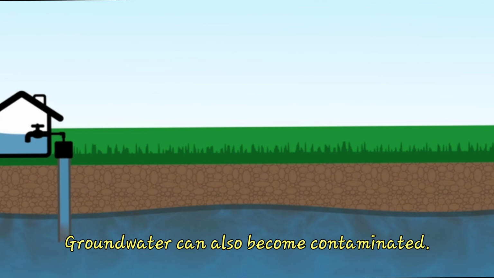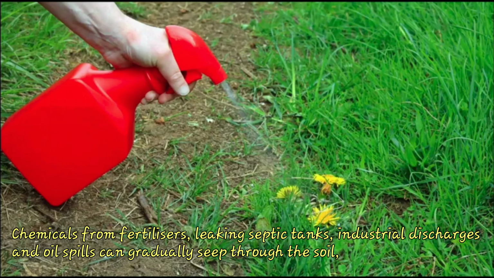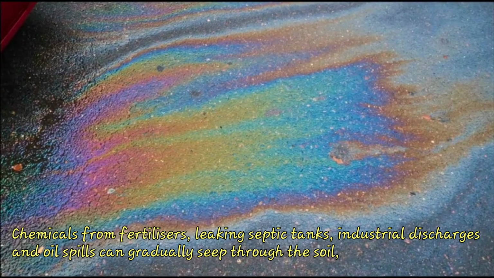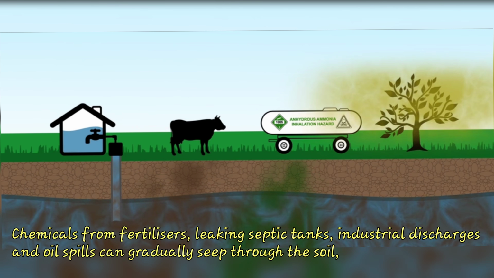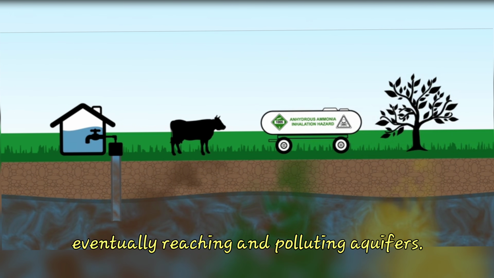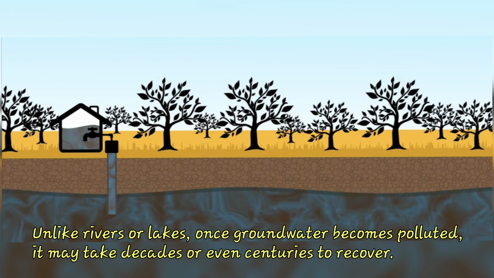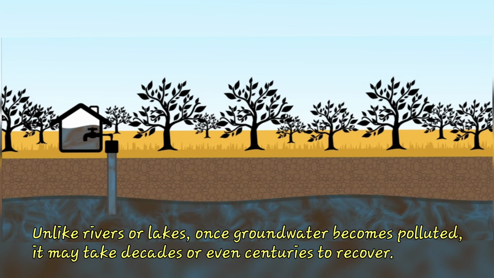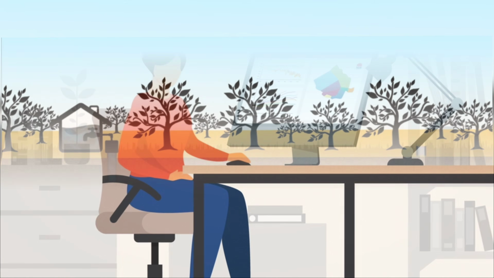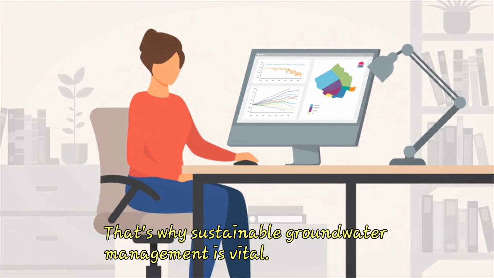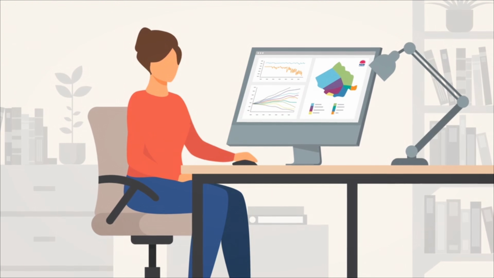Groundwater can also become contaminated. Chemicals from fertilizers, leaking septic tanks, industrial discharges, and oil spills can gradually seep through the soil, eventually reaching and polluting aquifers. Unlike rivers or lakes, once groundwater becomes polluted, it may take decades or even centuries to recover. That's why sustainable groundwater management is vital.